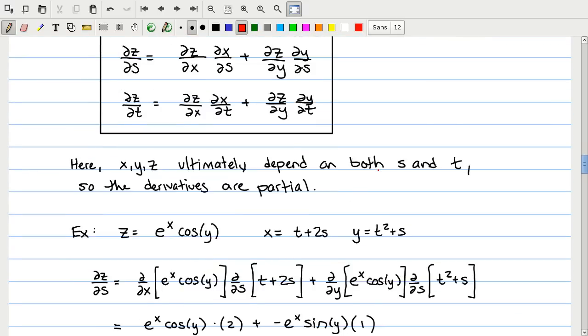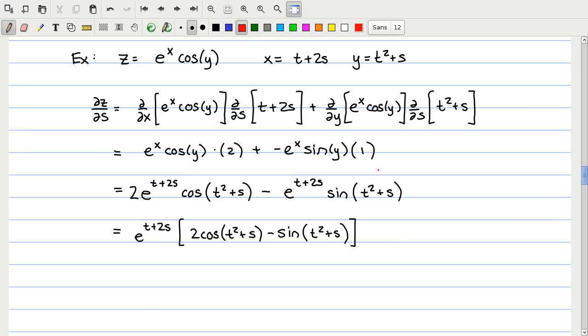So let's do another example. Suppose we have z equals e to the x cosine y, a function of two variables, and x and y both depend on both t and s. So function of t and s, function of t and s. What is the partial derivative of this function with respect to s? Well, we take the partial derivative with respect to x of z, right here, times the partial derivative with respect to s of x.